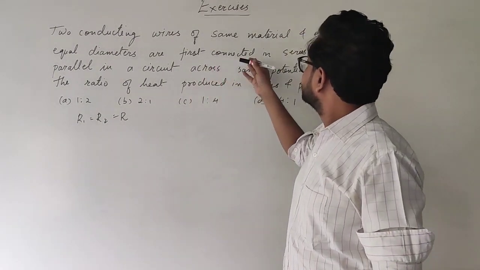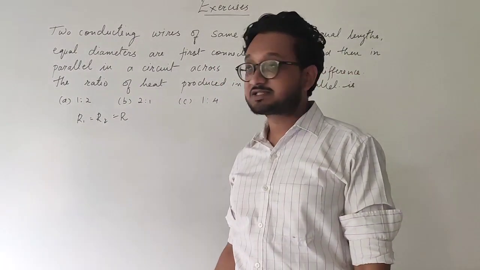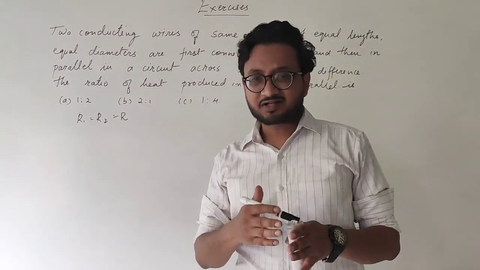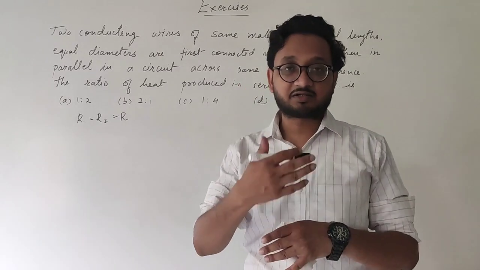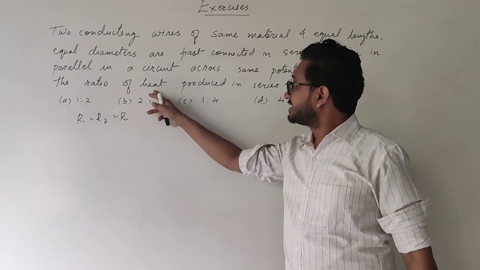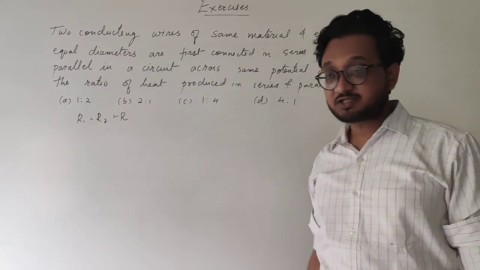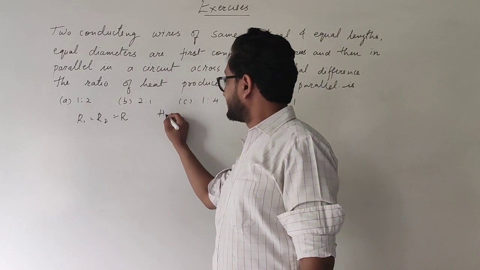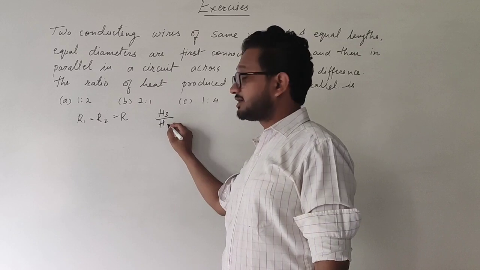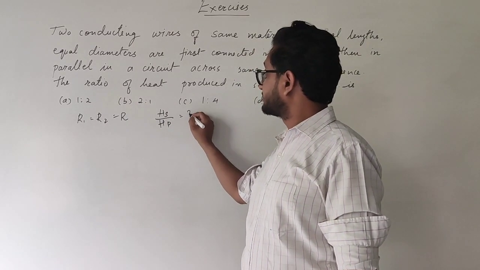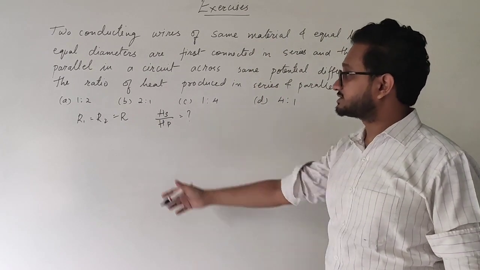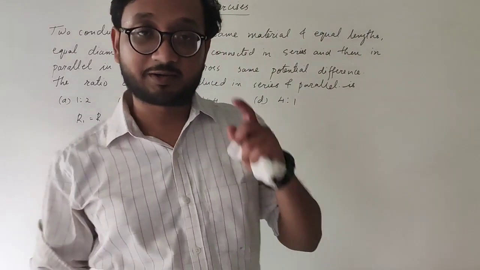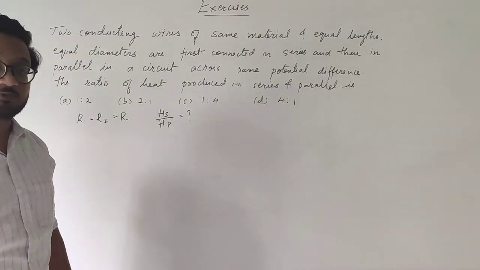Okay. And the next thing is they are first connected in series and then they are connected in parallel. What they are saying is, find the ratio of heat energy produced in series and in parallel. So what you are supposed to find? Heat ratio of series to parallel. This is what will be the answer for this. And the values are given: 1 is to 2, 2 is to 1, 1 is to 4 and 4 is to 1. So this is what you are supposed to find.